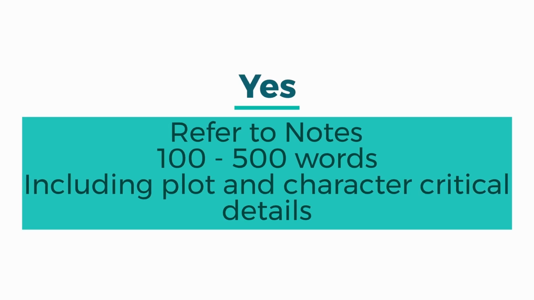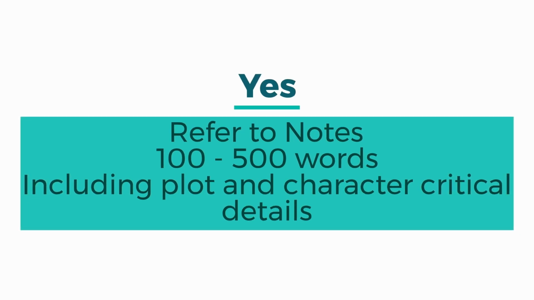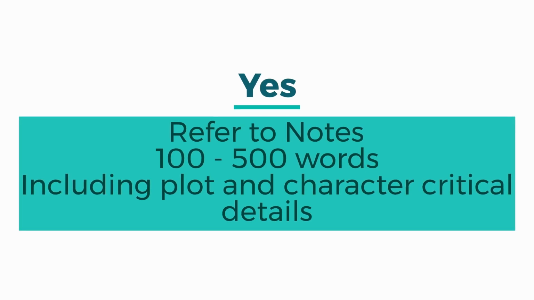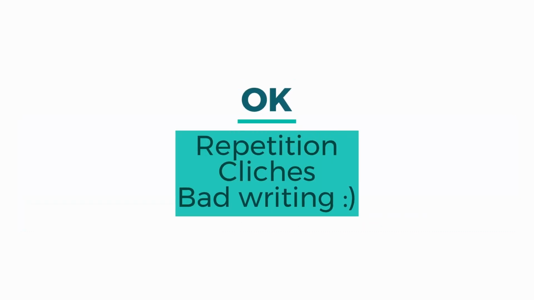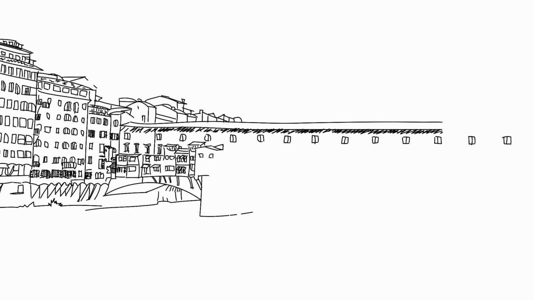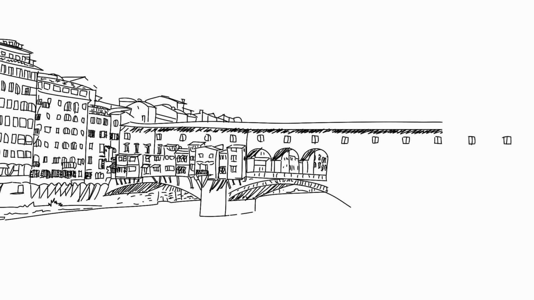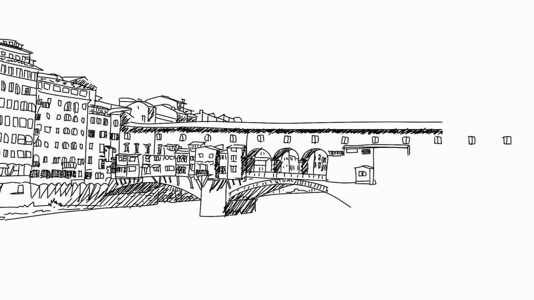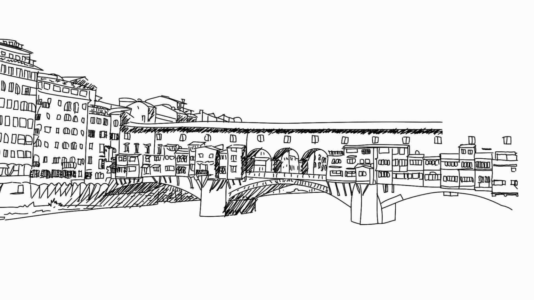The blocking for a given scene should probably be in the region of about 100 to 500 words, and should include all the plot and character critical details that need to go into that scene. Because it's just an outline, it's perfectly fine for it to be riddled with repetitive phrases, clichés, and bad descriptions. It's not about writing something elegant, it's about working out the story beats. If your blocking is getting significantly over 500 words, perhaps you're writing in too much detail, or it could be a sign that too much is happening in one scene, and it may need to be split in two.